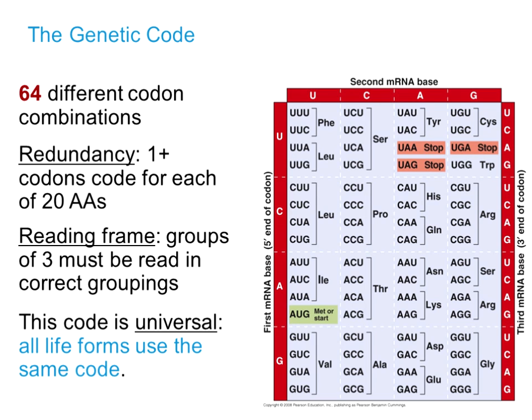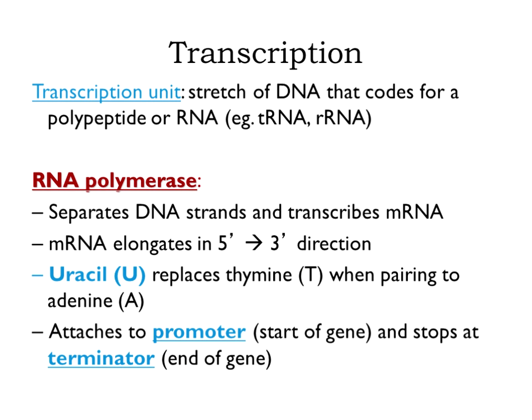A reading frame is groups of 3, so it has to be 3 bases to be able to be the correct amino acid. And this code is universal, so all forms of life use the same code. It's just a matter of the putting together of the different polypeptides as to what different proteins are made and what organism we get. So this is one of the universal parts of all life.